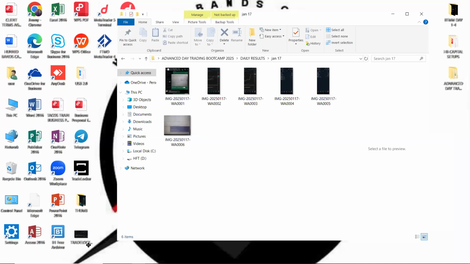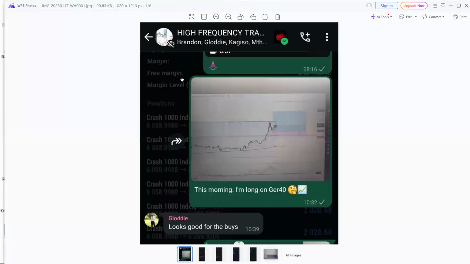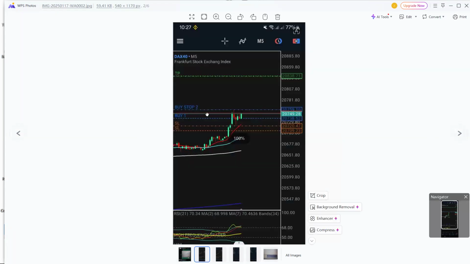All right. So today, like I said, what was our plan? You see, the plan for the day was simple. This was 10:32. I shared this a bit late in the group, but I said this morning I'm long on Ger40. Then this was the setup. So I'm just going to quickly explain the setup as well. This is also, like I said, part of trade management. We had our entry after the 3 minute confirmation.